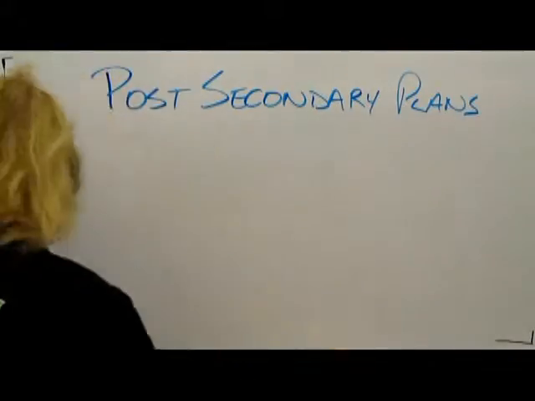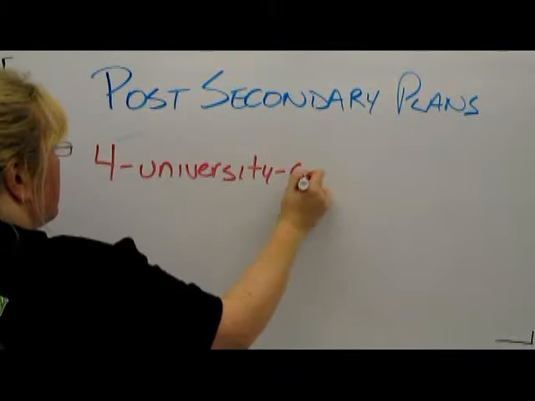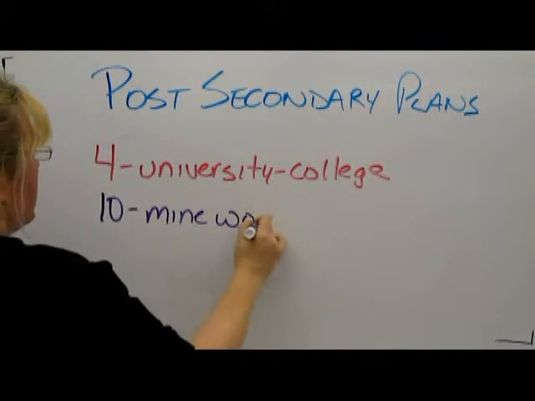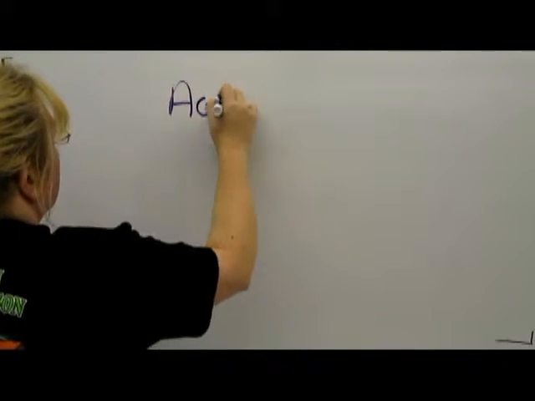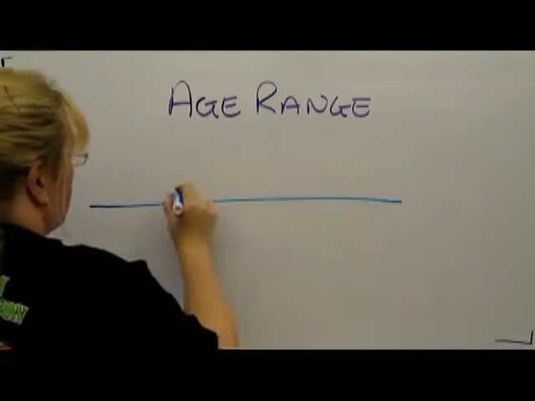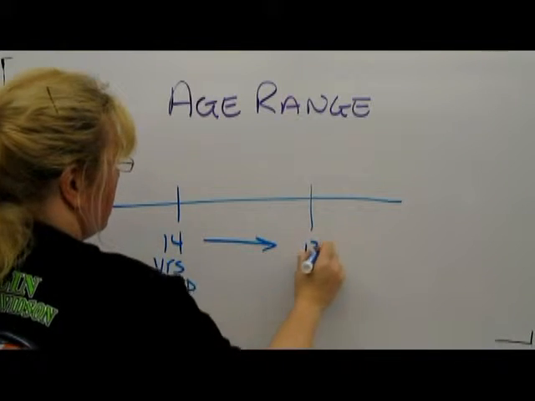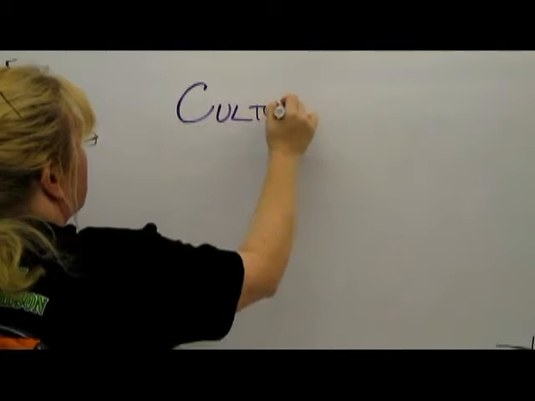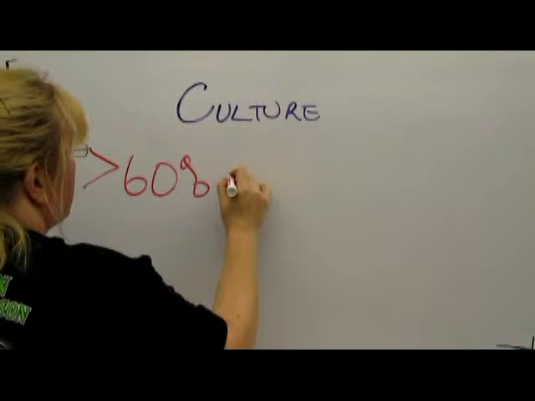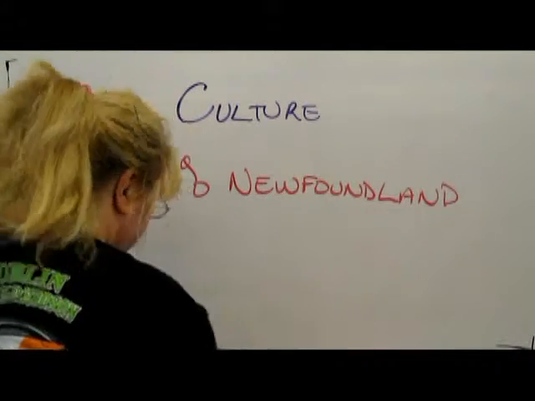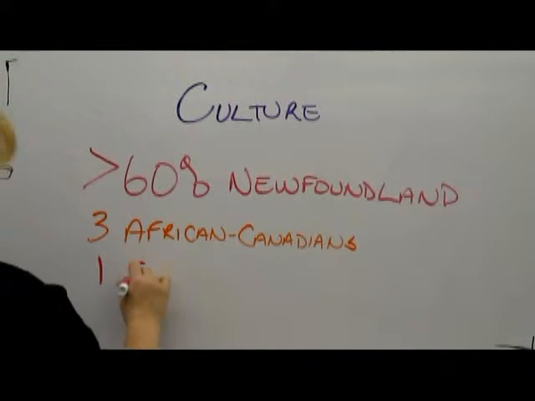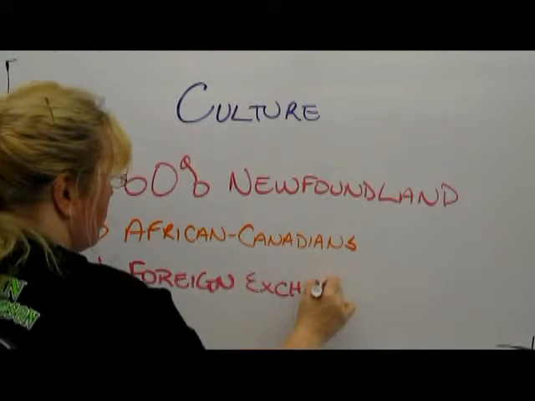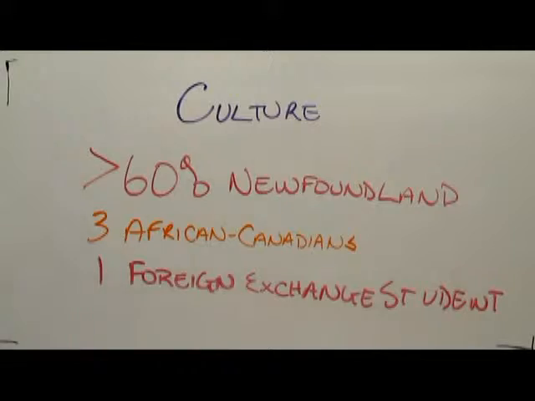Their post-secondary plans for this group, well, 4 of them are going to university or college. 10 of them are going to be mine workers. And 8 are going, I don't know, probably work in the mine. The age range of the group is from 14 to 17, so you've got about a 3 year gap there. The culture, over 60% are from Newfoundland. Yes, that is a culture. 3 of them are African Canadian, and 1 is a foreign exchange student from Spain.